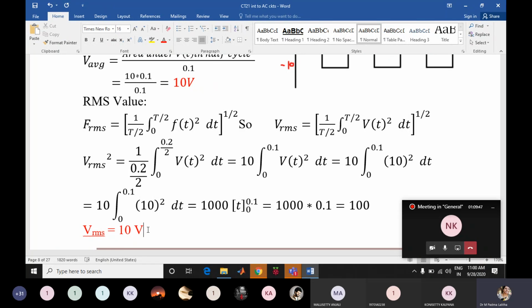So if the first problem is clear, in the next class we will solve more problems. That is triangle, sawtooth waveform, trapezoidal. So many non-sinusoidal waveforms are there. We will calculate the average and RMS values of those waveforms. If you have any doubts in this class, you can stay and ask me.